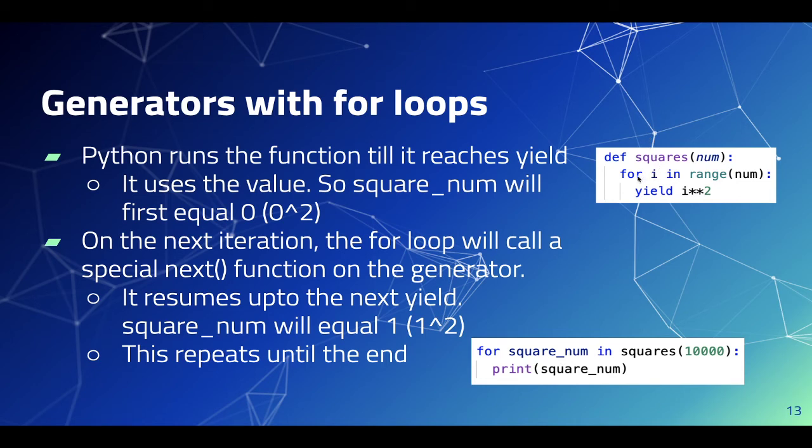Squares is now for i in range of num. Now i is 1, right? So it returns 1 squared, which is 1. And then we print out 1 because square_num is 1. This happens so on till 10,000. But notice that we don't keep all the values in memory. We only keep the current value and the previous value, and we use those two values to determine the next value. So that's all you do.